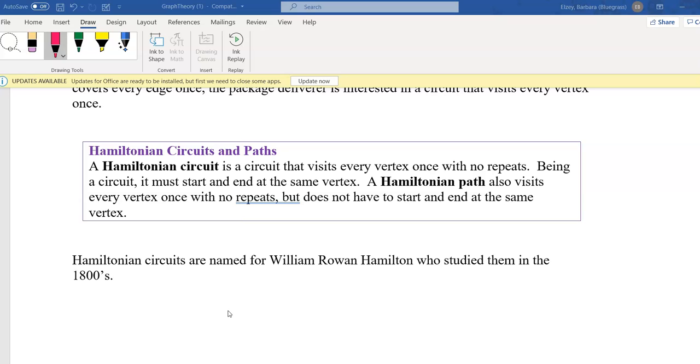All right, so this Hamiltonian path, let's think of it like a truck driver. He has to go to certain cities to drop off things, but the path that he takes doesn't necessarily matter as far as edges is concerned. He can take any road he wants to the city, but he has to visit every single vertex, every city. All right, so let's take a look at an example of finding a Hamiltonian path and a Hamiltonian circuit.